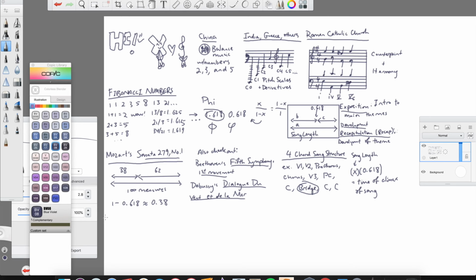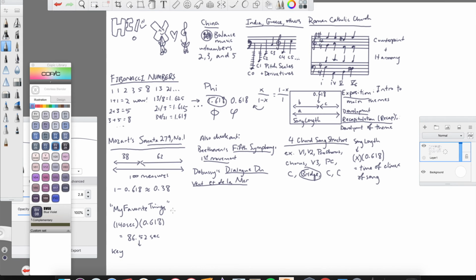Let's give an example with My Favorite Things from The Sound of Music. We are looking for key changes or bridges, which are considered shifts in the climax point at the golden number time. My Favorite Things is a song length of roughly 2 minutes and 20 seconds. That makes it 140 seconds. We multiply it by 0.618, which becomes 86.52 seconds. And around that time is right at the moment where the song shifts keys, meaning that it is a modulation.